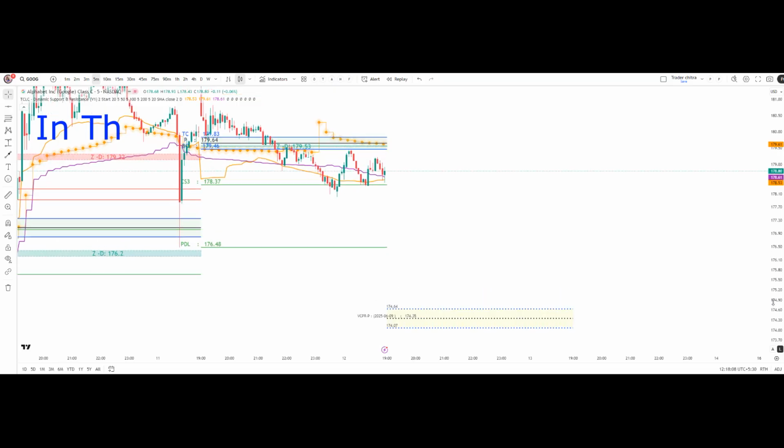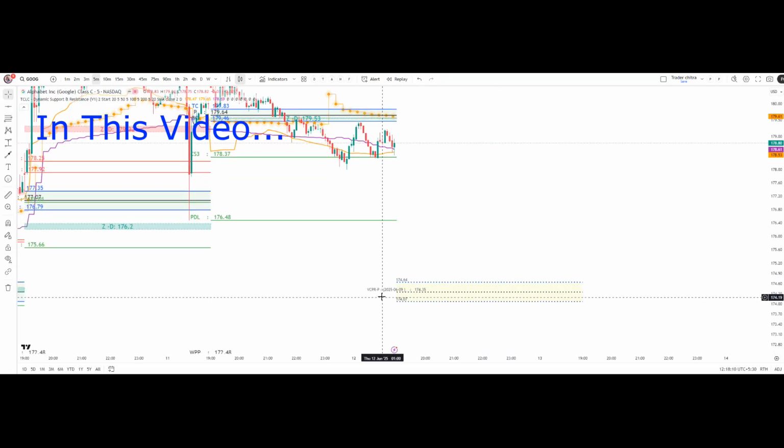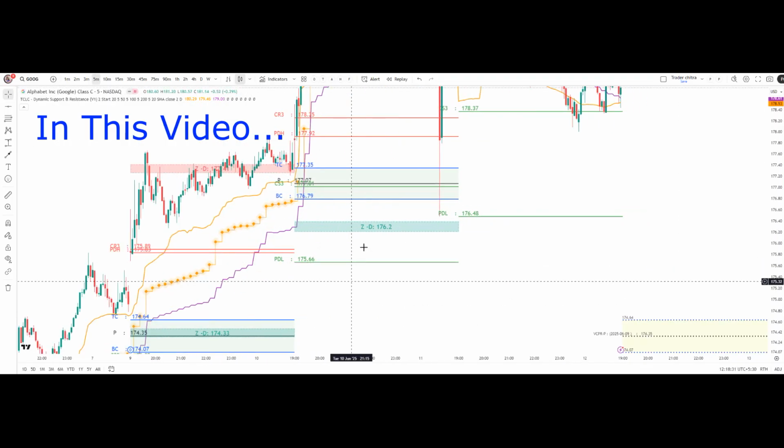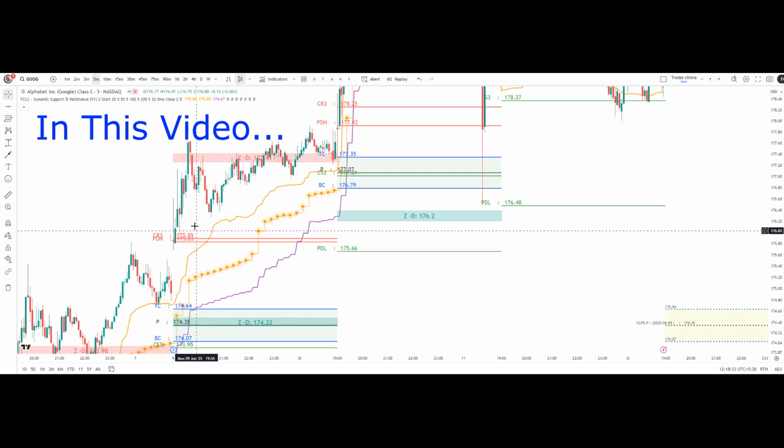There is a Virgin CPR which is plotted. In our indicator, the Virgin CPR will show as VC. This is the 9th June. So this is a Virgin CPR. We can see that price opened gap up on that particular day, and this is a Virgin CPR.